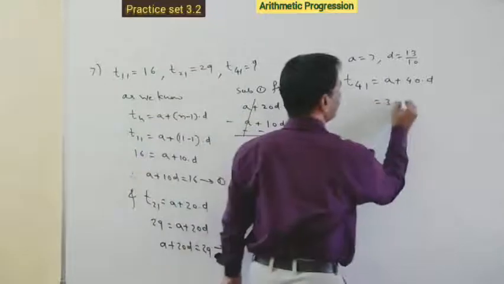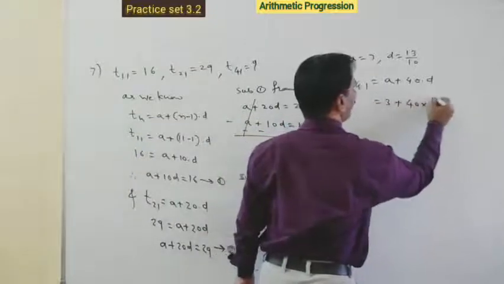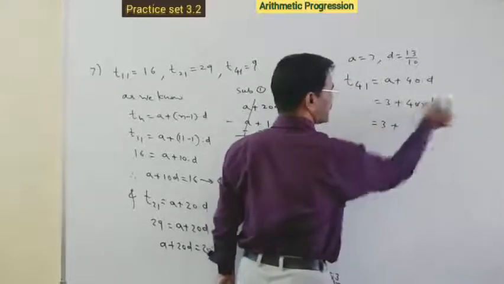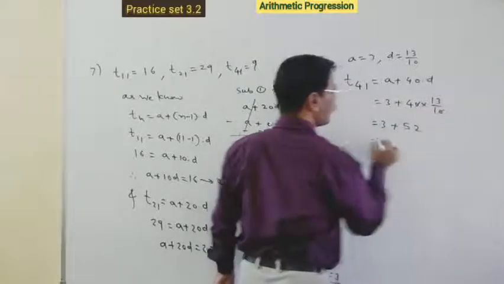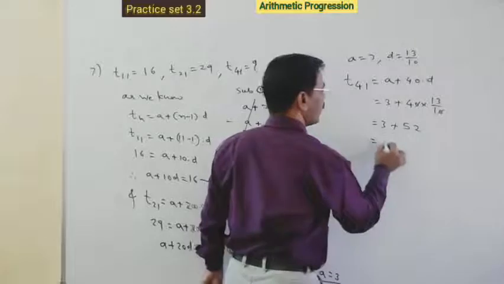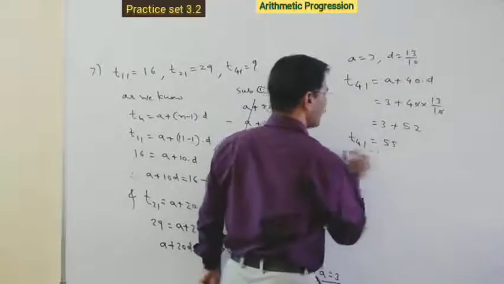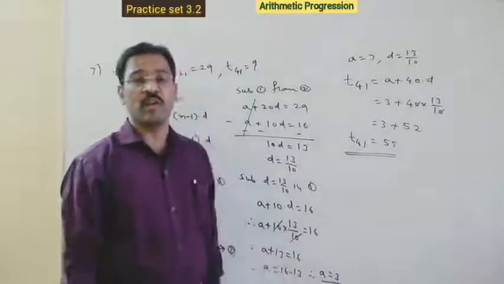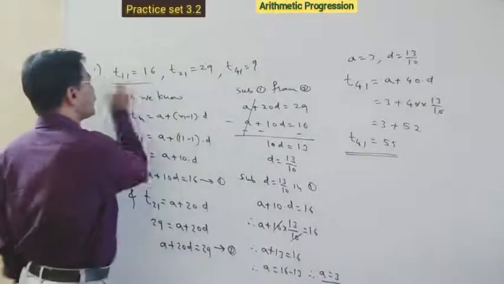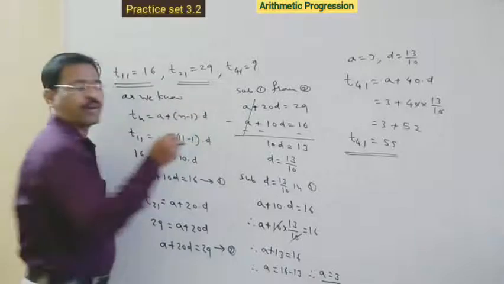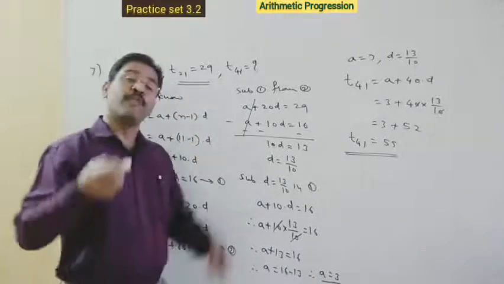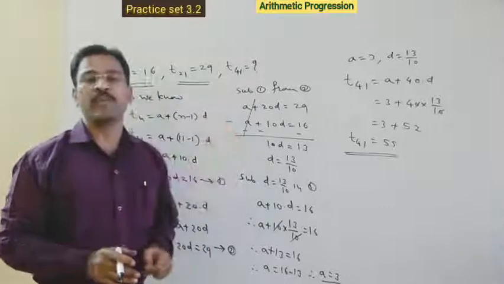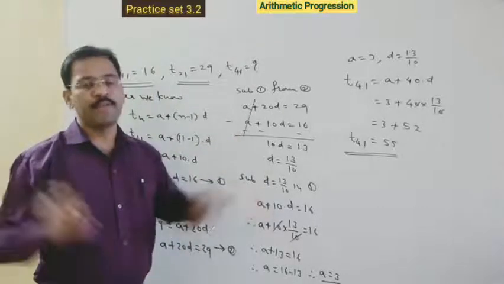a for 3, plus 40 into d for 13 upon 10. This 0 and 0 get cancelled. 3 plus 13 fours are 52. So here it is 55, which is the 41st term. Like this we can solve. When two terms of any sequence or arithmetic progression are given to us, we can find any other term of that particular arithmetic progression.